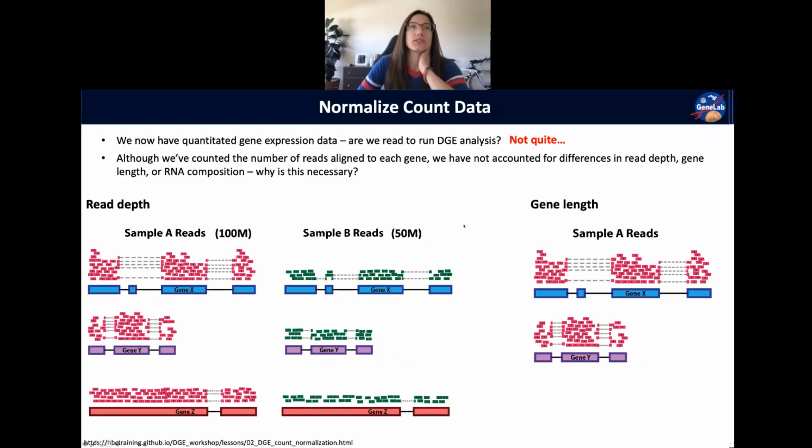Next is gene length. This is another one that we touched on a little bit earlier. Looking at this example here, let's say in sample A we have gene X and gene Y. You see gene X is quite a bit longer than gene Y. And looking at the number of reads here, gene X and gene Y have similar levels of expression, right? But if you go by the read counts, gene X has double the number of reads that are aligning to it than gene Y does.